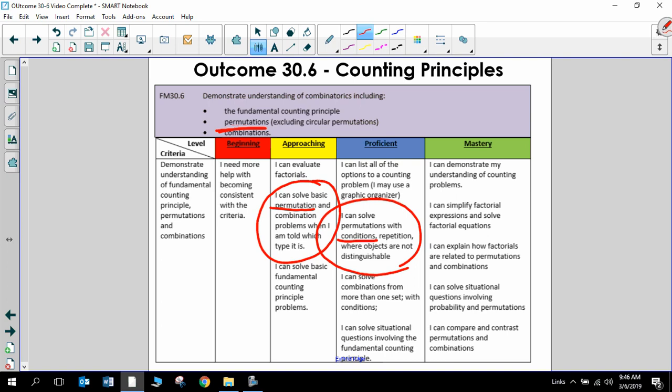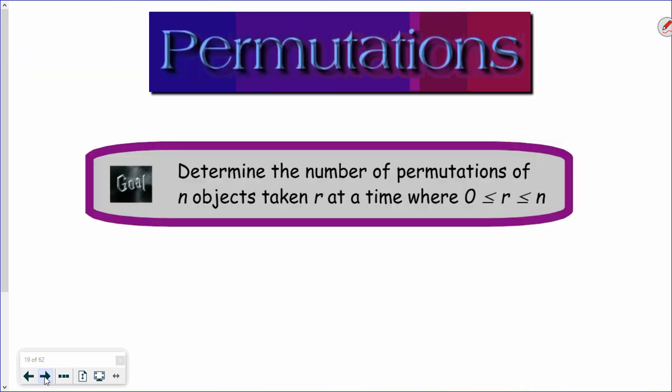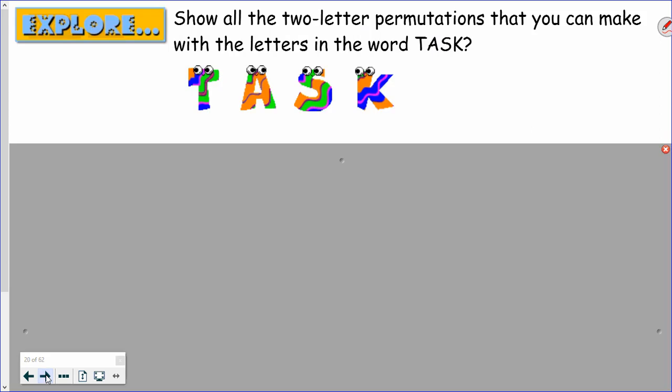So now, again, let's go over that goal. Our goal is to look at something called a permutation, which is something that we already discussed in the previous lesson. So whenever we look at permutations, remember, order matters.